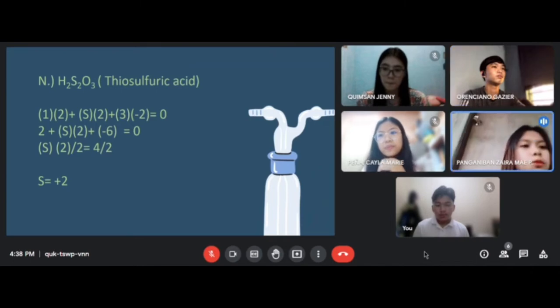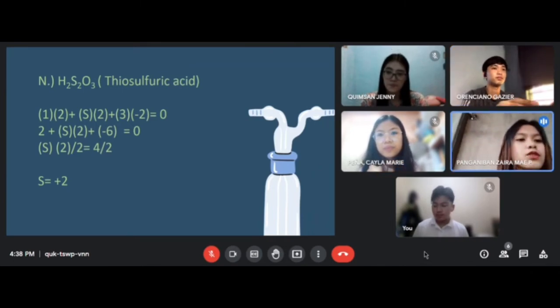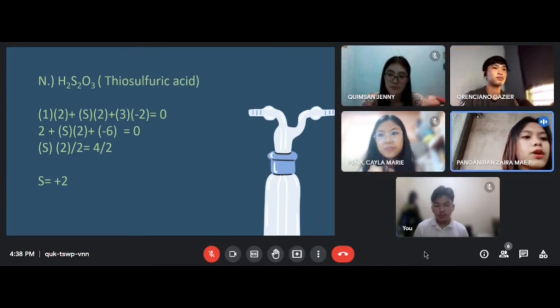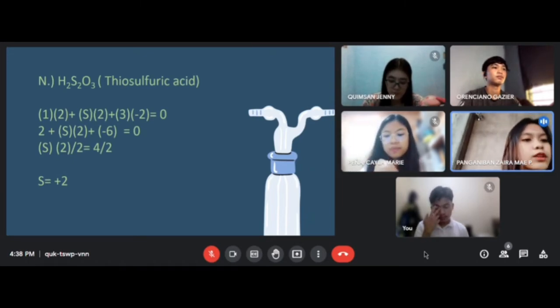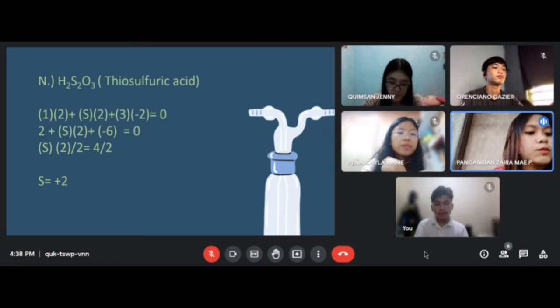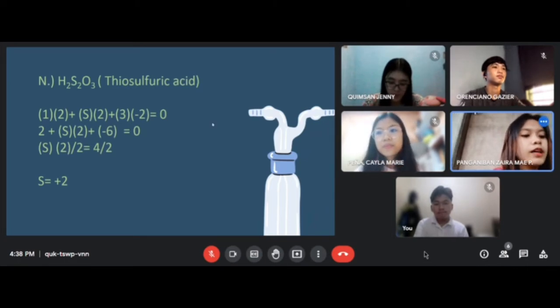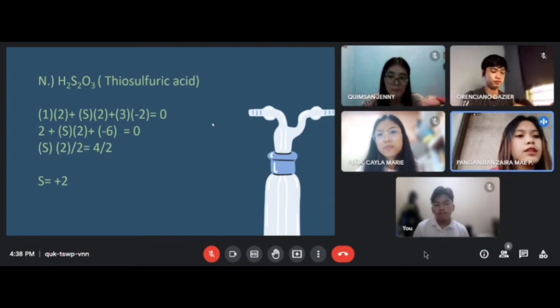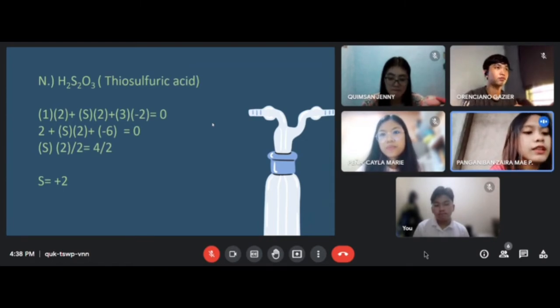Okay, letter N, we have thiosulfuric acid, which is H2S2O3. Then we have 2 atoms for hydrogen, 2 atoms for sulfur, then 3 atoms from oxygen. Since mas electronegativity yung oxygen, it has a charge of -2. Then compute na natin. Ay, also pala yung hydrogen has 1 charge.